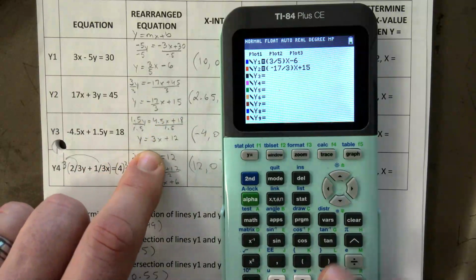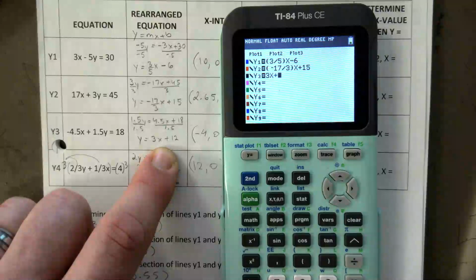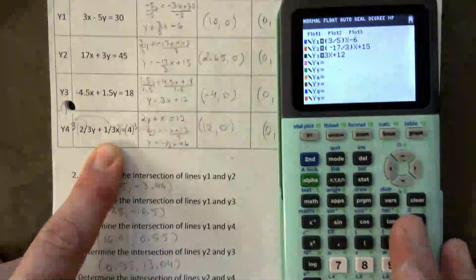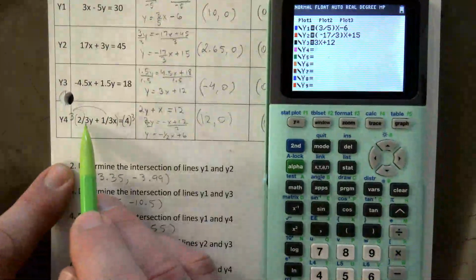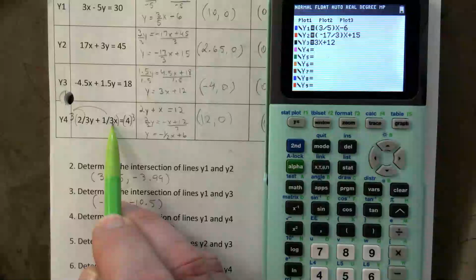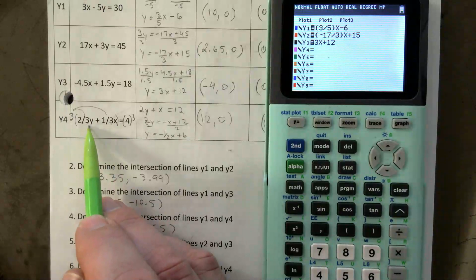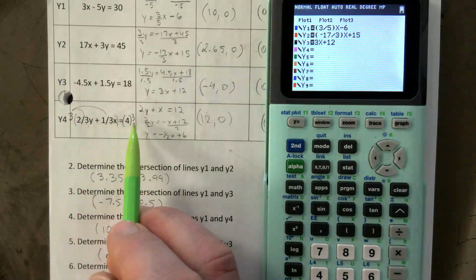Okay, so here it is, 3x plus 12. This one, I just want to clarify what I did here. As soon as I see any fractions, I get rid of the denominator by multiplying both sides by it. Both of them had thirds, so I just went ahead and multiplied both sides by 3.